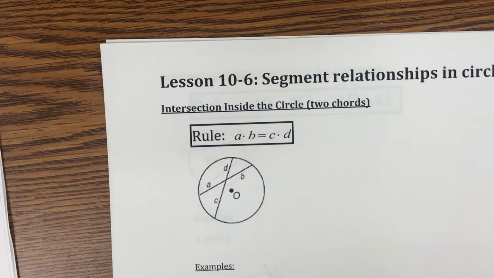Essential question is how do we find segment relationships inside of circles? So in 10.5, we went over a whole bunch of cases to find angles and arcs. We had chords, we had secants, we had tangents. The same looking diagrams are now going to apply, except we are going to find the lengths of segments.